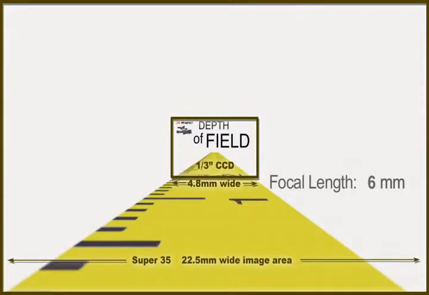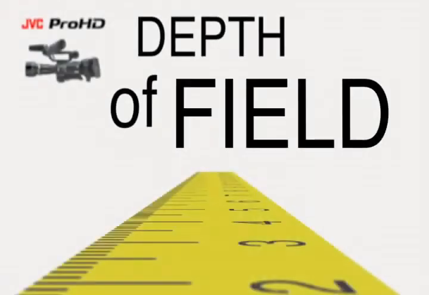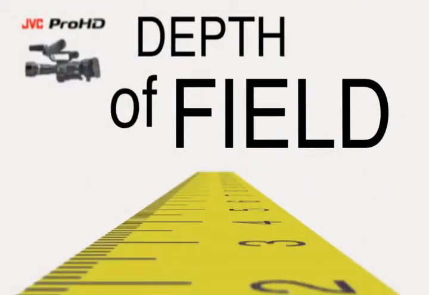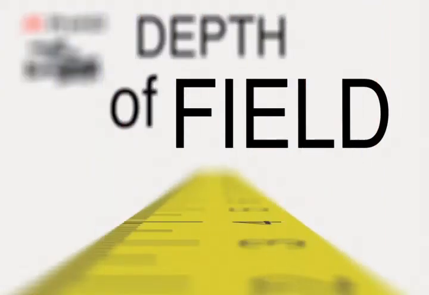Let's bring the little 1/3 inch CCD full screen and peek at the depth of field. Wow, the shorter focal length is really deep in the depth of field. So much so that almost everything is now acceptably in focus. Let's do a quick comparison with our 35mm frame, just to see the difference. Super 35, 1/3 inch.